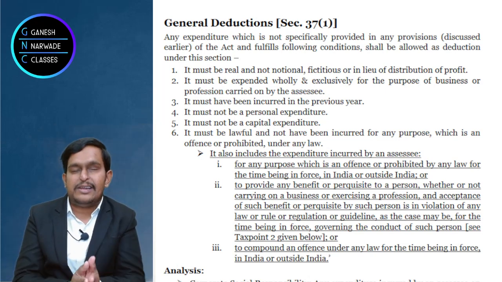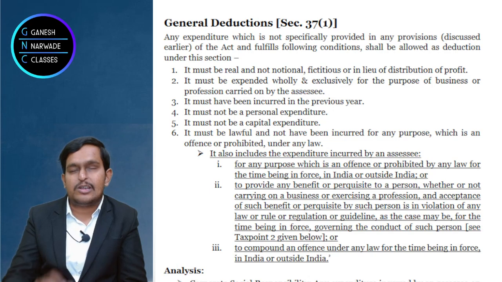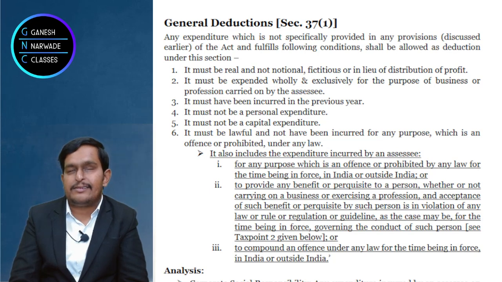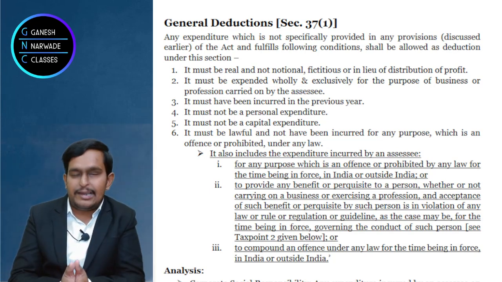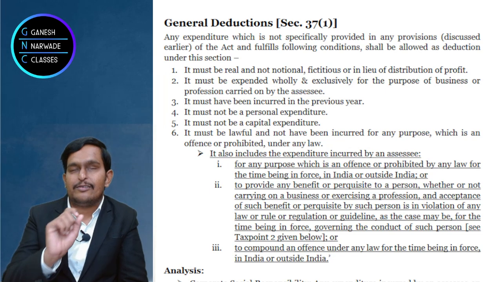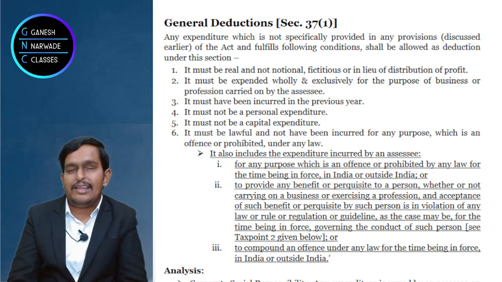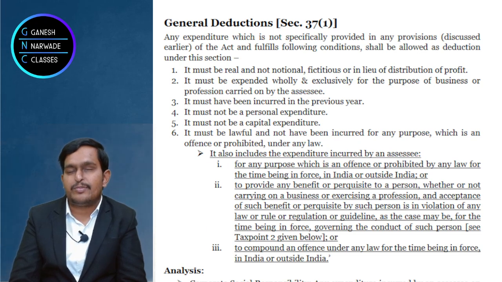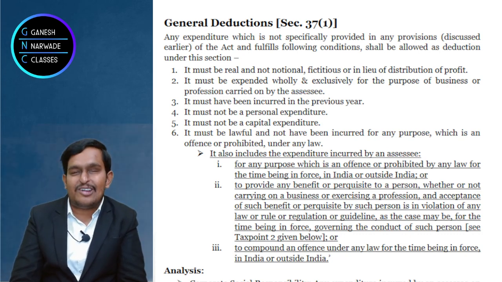So what they say is that the expenditure should be real, not notional, not fake. The expenditure should be incurred for the purpose of business. The expenditure should not be personal in nature, and should not be capital in nature. That means it should be for business, it should be revenue in nature, and the expenditure should be lawful. Suppose it is unlawful, then it is not allowed as deduction. Advertising expenditure is allowed as deduction, printing expenditure allowed, purchase of goods allowed as deduction here itself.